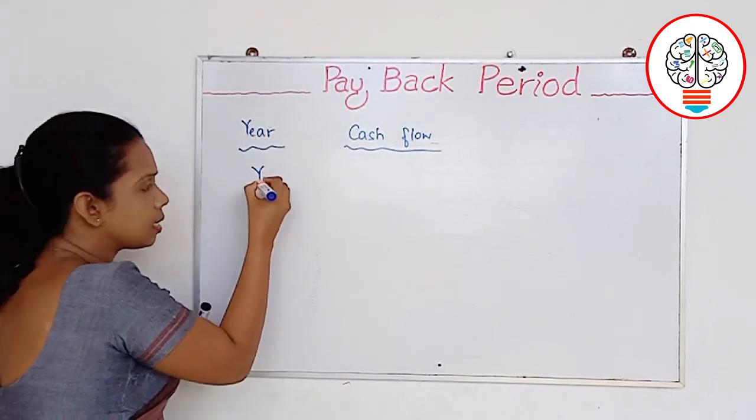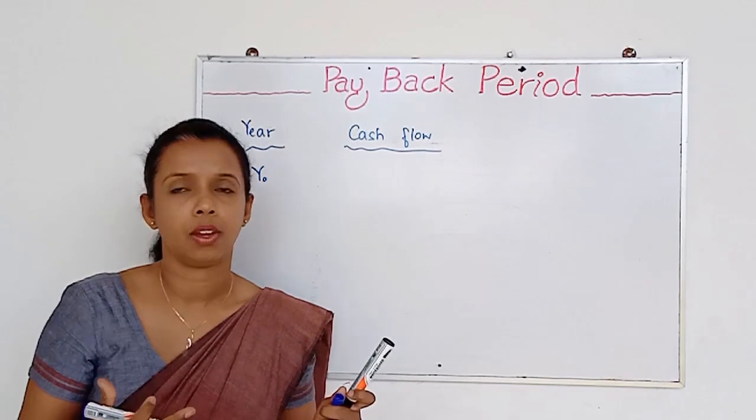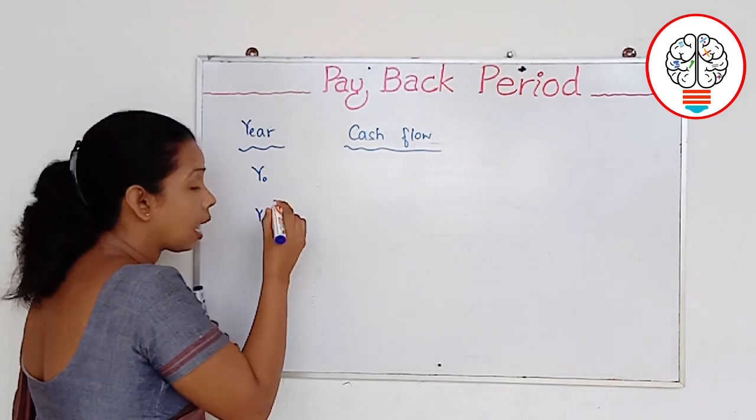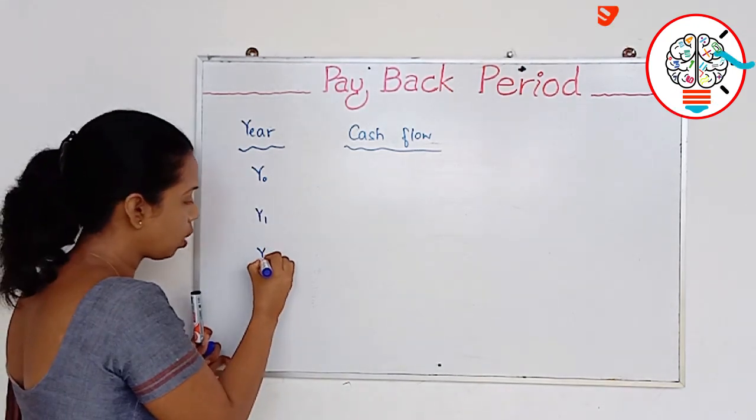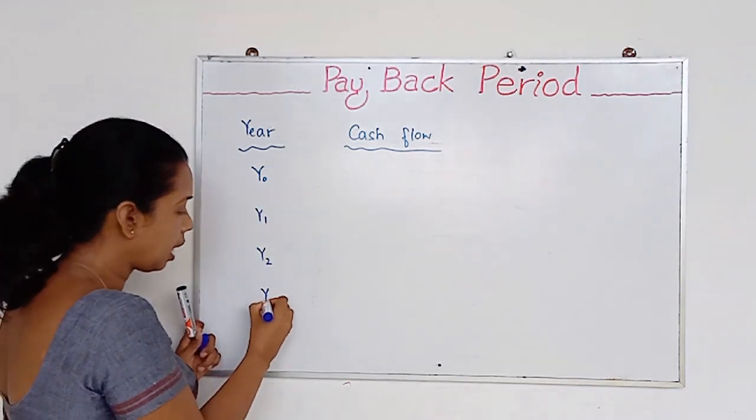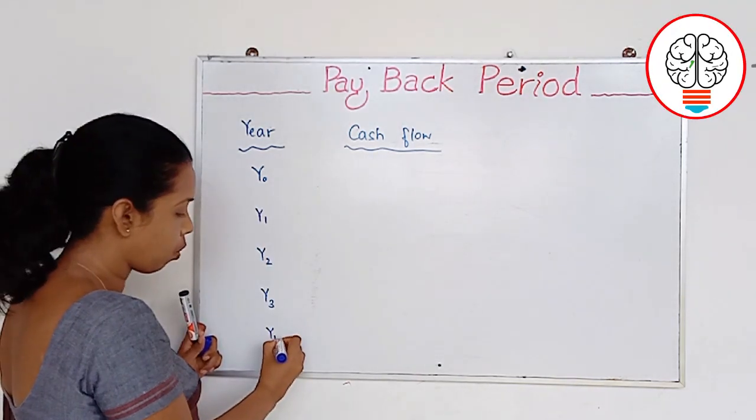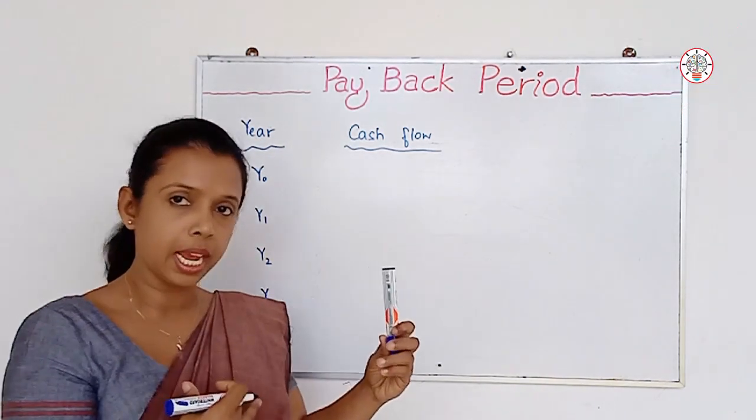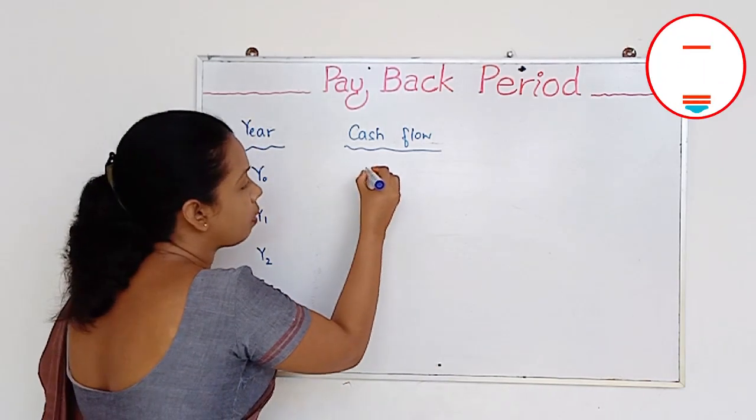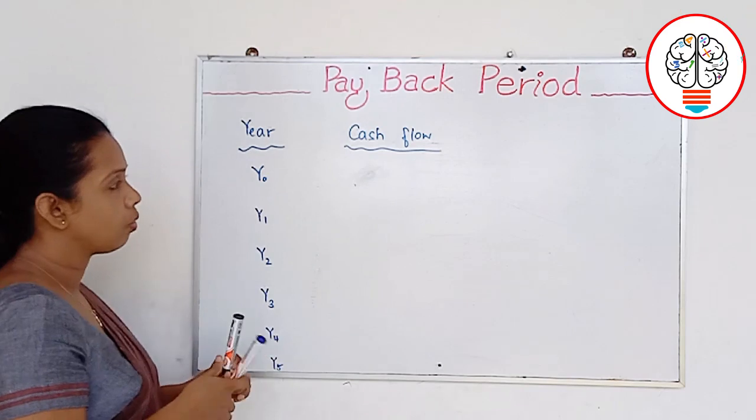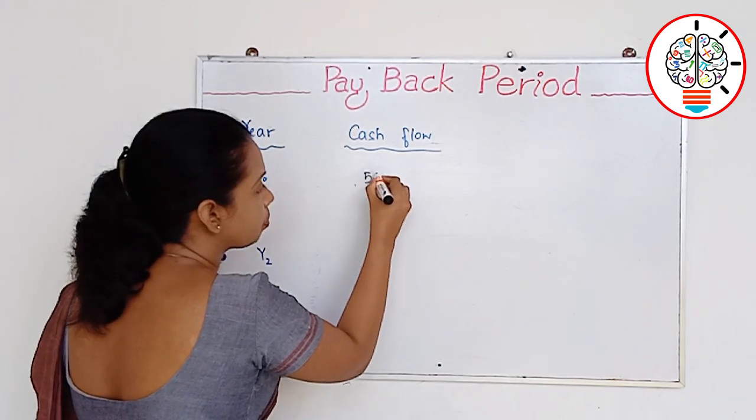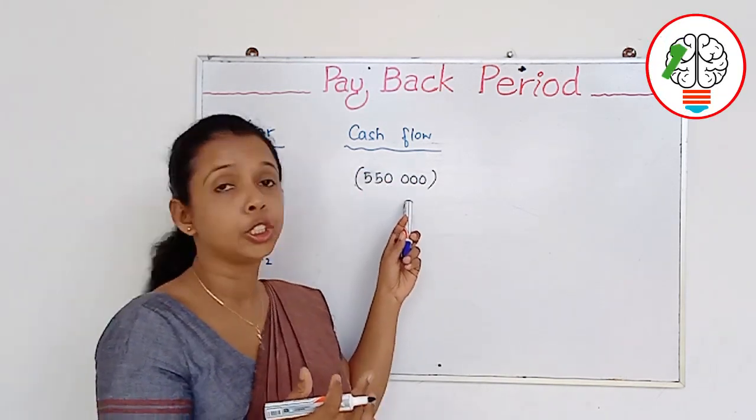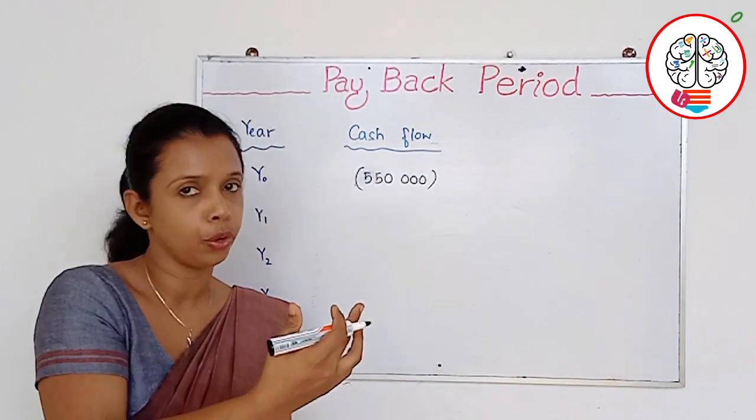So Y0, what does that mean? Y0 is today. We invest that particular amount today. And what is Y1? At the end of the first year. Y2 at the end of the second year. Y3 at the end of the third year. Y4 and Y5, likewise you can have the time periods from 0, that means from today. So I want to spend 550,000. That's my cash outflow, so I'll show it within brackets.